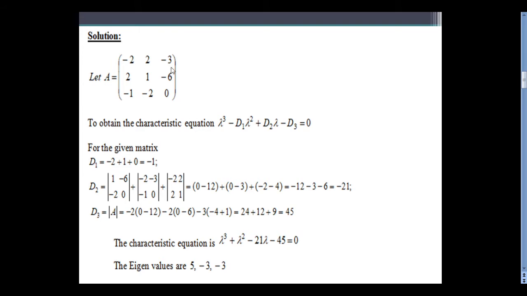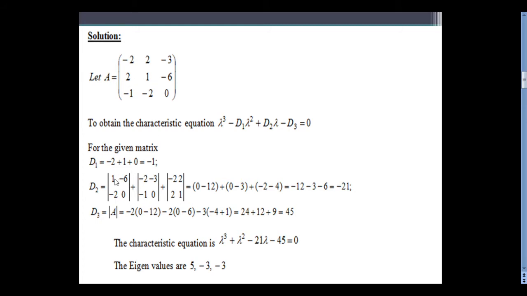Find the characteristic equation of the given matrix. The formula is lambda cube minus d1 lambda square plus d2 lambda minus d3 equal to 0. Where d1 is the sum of diagonal elements, that is -2 plus 1 plus 0. On adding we get -1. Then d2 is the sum of the minors of the diagonal elements. For -2 the minor elements are 1, -6, -2, 0. For the 1 we take -2, -3, -1, 0. Then for the last term 0 we have the minor elements -2, 2, 2, 1.